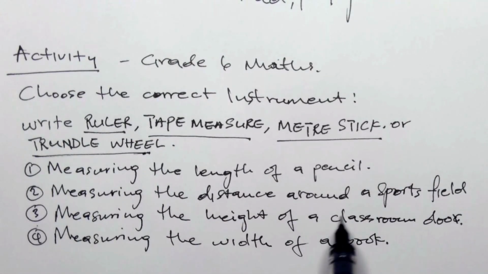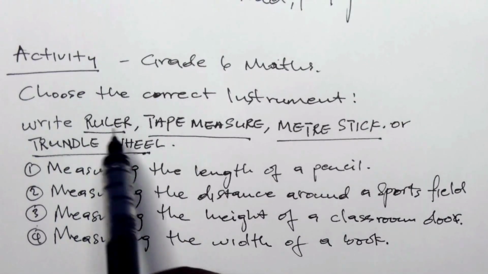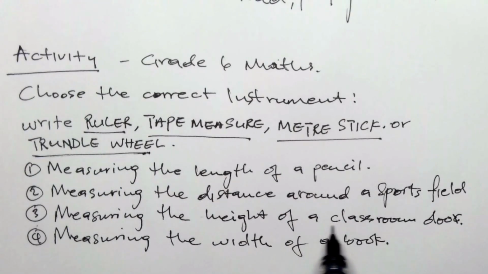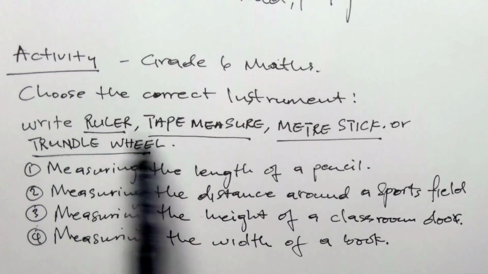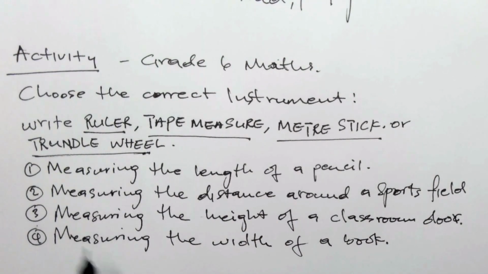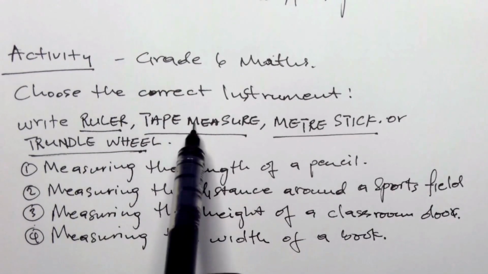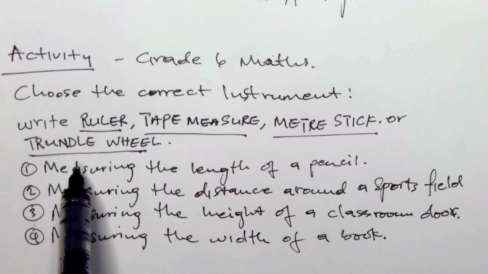Measuring the distance around a sport field. Are you going to use this one, this one, this one, or this one? Measuring the height of a classroom door. Are you going to use this one, this one, this one, or this one? Measuring the width of a book. Are you going to use this one, this one, this one, or this one?